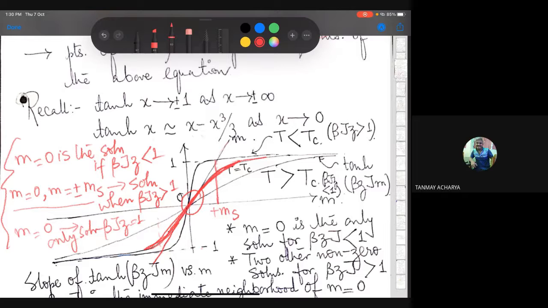This is the intersection point here. This one, okay, and this one, okay, sir. Intersection point, x value. Yes, sir. Got it. Right? So you have 3 solutions when beta jz is greater than 1, and one solution when beta jz is less than or equal to 1.